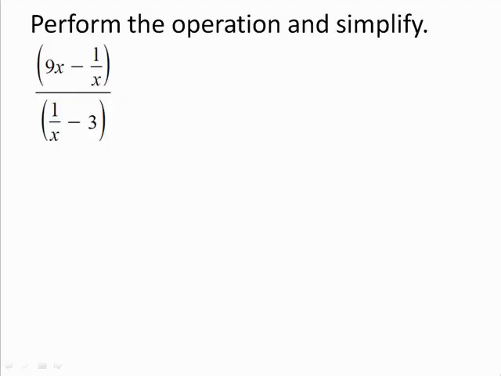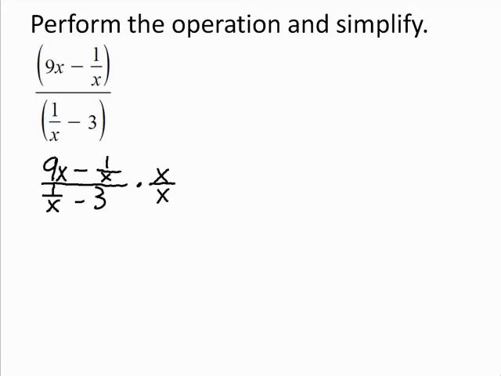Perform the operation and simplify. The quantity 9x minus 1 divided by x, divided by the quantity 1 divided by x minus 3. Multiply both the numerator and denominator by the least common denominator of the fractions in the numerator and denominator. The fractions are 1 divided by x and 1 divided by x, so the least common denominator is x. Multiply the entire fraction by x divided by x.